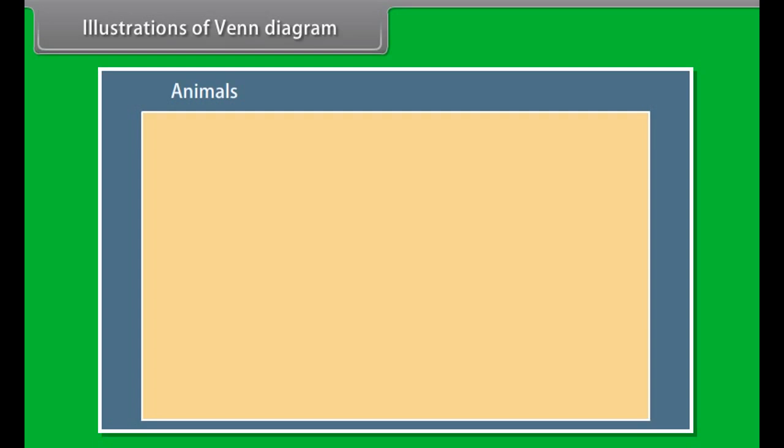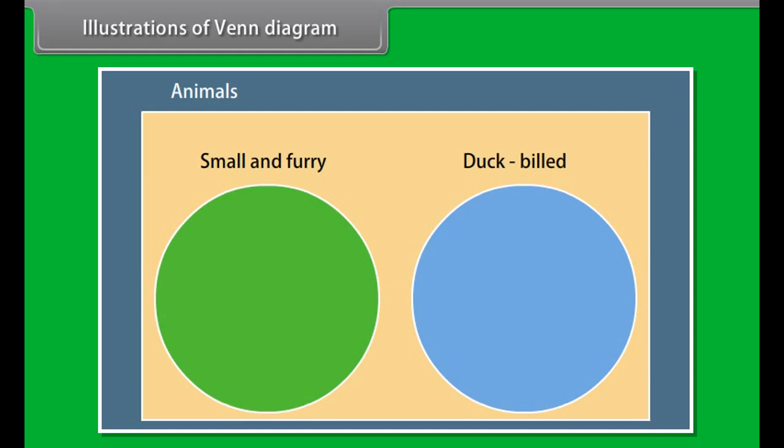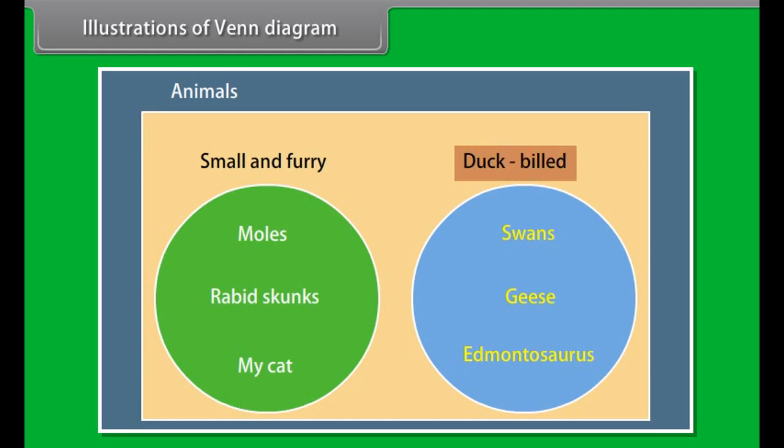Let's say we want to classify things according to being small and furry or being a duck bill. We draw circles to display our classifications. Now we'll fill in or populate the diagram. Moles, rabbit skunks, and my cat are all small and furry. Swans, geese, and Edmontosaurus are all duck-bills. Worms are small but not furry, and horses are furry but not small, and neither is a duck-bill. However, they are animals. They fit inside our universe, but outside the circles.